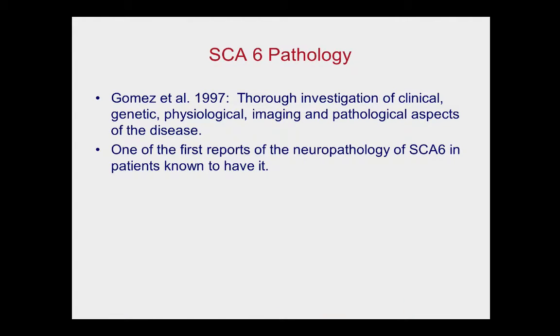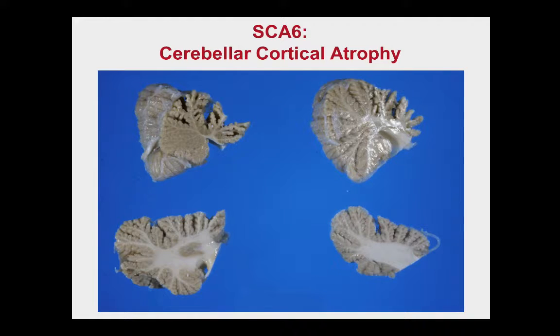So back in the late 90s, right when the SCA gene was being identified, Chris Gomez, who was here at the time in the neurology department, got a bunch of patients together, did very thorough clinical, genetic, and physiological testing and imaging, and then we were able to get 4 autopsies from patients with SCA6. So this was really one of the first pathology reports in the literature on SCA6. And this is what we saw.